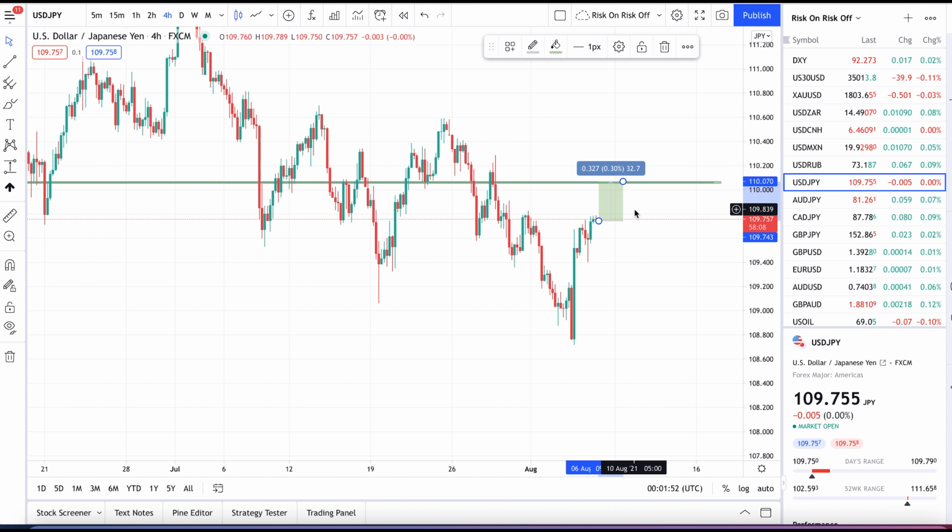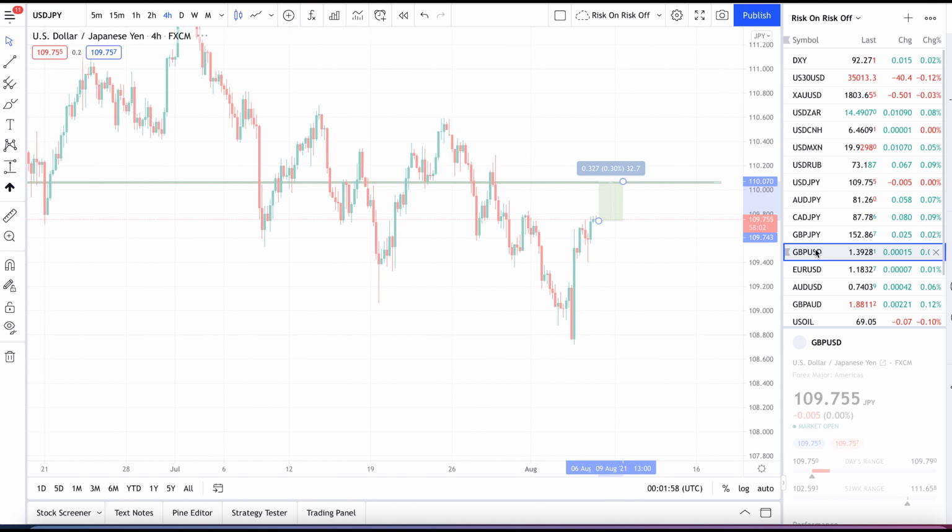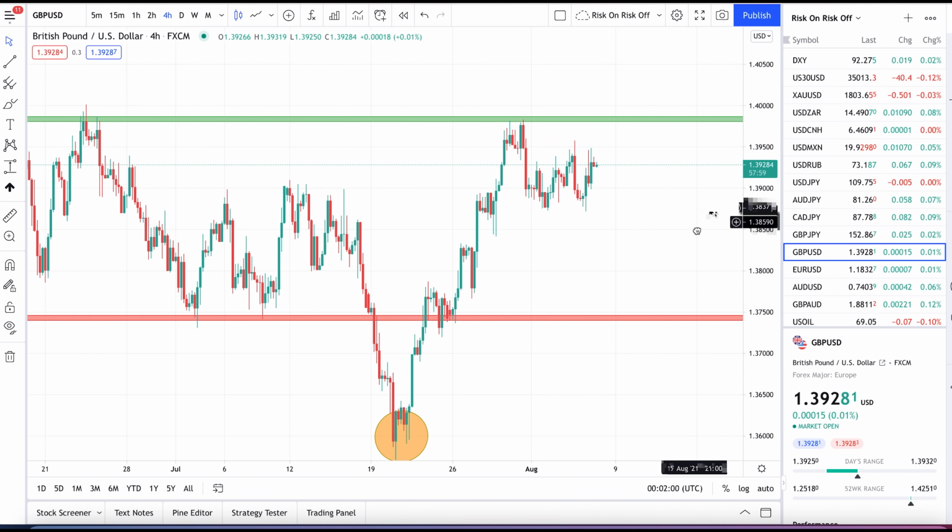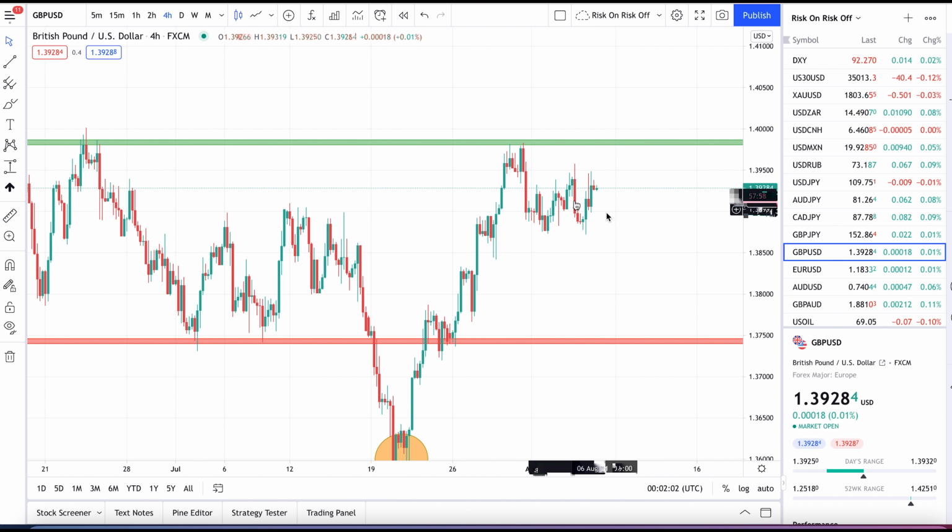Now, the last pair we need to look at, which again makes up the derivative of pound yen, is pound dollar. Once we get to pound dollar, sterling, as you guys can see, from the current price, it's got some movement to the upside to the next level of resistance. So let's go ahead and draw that on now.